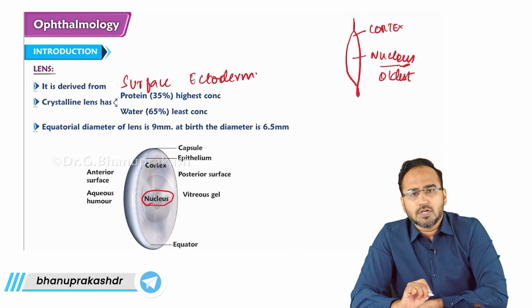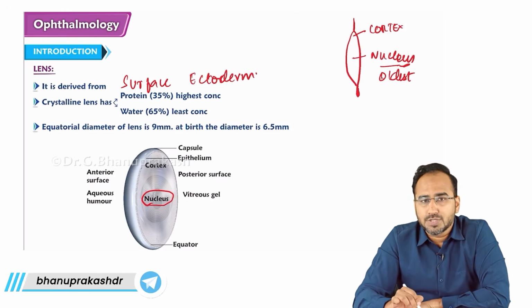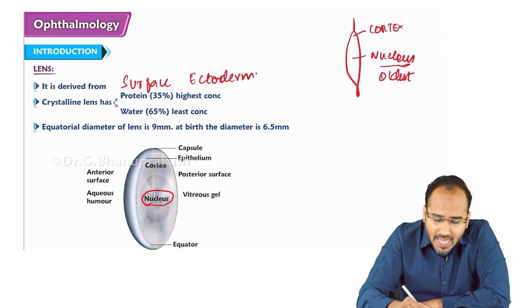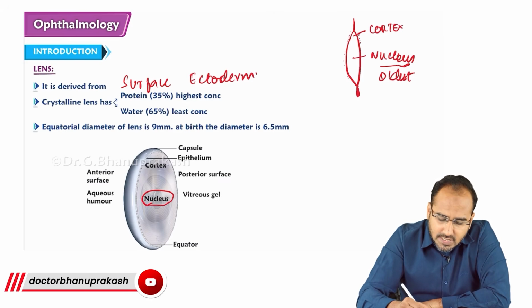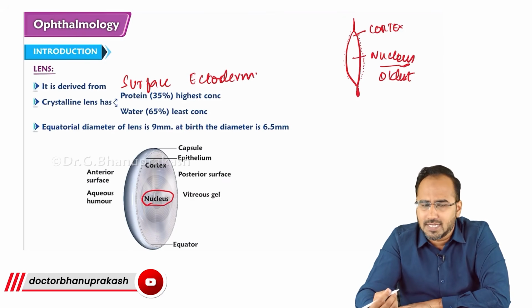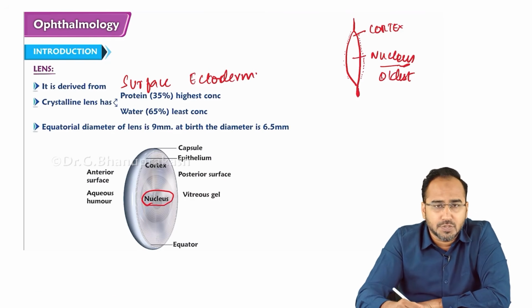Now, look over here, guys. Who is holding the lens? The ciliary zonules. The lens is covered by a capsule on each side, a blanket on each side. This is the anterior capsule and here is the posterior capsule.